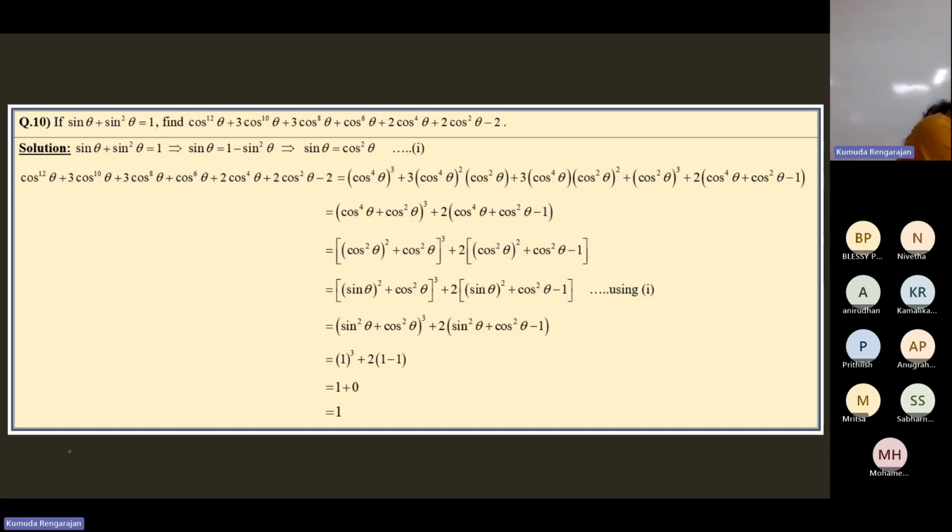So wherever it is power 4, we write it as 2 into 2. Okay, so power 4, so 2 into 2, power 4, 2 into 2, right?